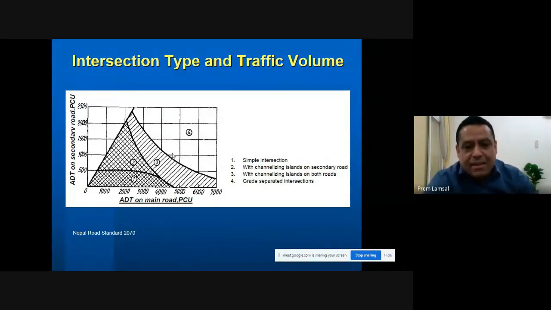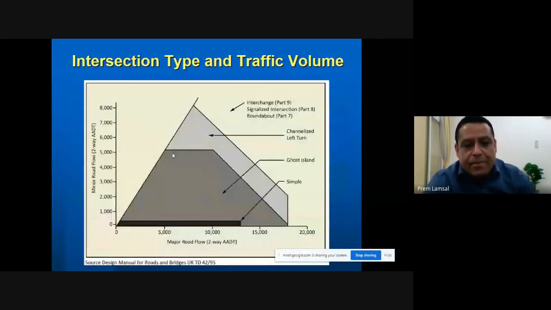I am going to show another graph from the DMRB manual of the UK. As per this graph, you can see that in this dark area, where the vehicle count is up to around 12,000 AADT, annual average daily traffic, and around 200 on the secondary road, even a simple intersection will work. Even up to 15,000 AADT on the main road. And you can see this large area, can you see my mouse? This large area, up to 5,000 traffic here, can be handled by a simple intersection with a ghost island.